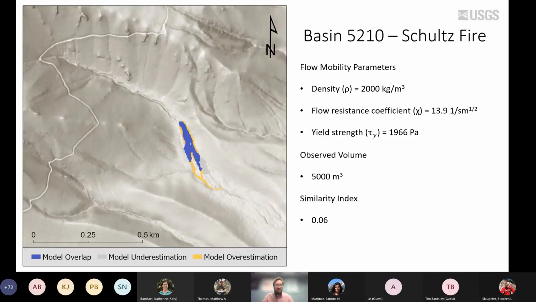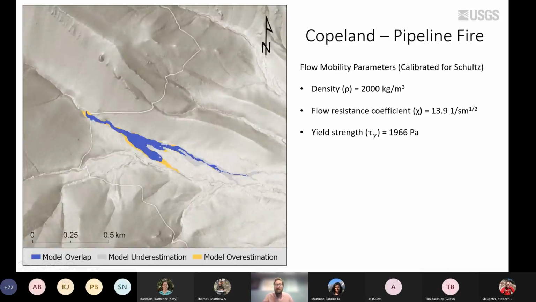So we can see here that blue is area where the model overlaps. I apologize for the similarity in the hillshade and the underestimation, but we can see this gray lobe here that represents model underestimation, and then gold is model overestimation. So applying these parameters calibrated for the Schultz fire to the pipeline fire debris flow, using only an updated observed volume, in this case 19,000 cubic meters, we see that the model does fairly well. Quantitatively, it produces a similarity index of 0.1, which is actually even better than what we observed at the Schultz fire deposit. But qualitatively as well, we see that it tends to reproduce what we observed in the field. So we see these two distinct snouts, and we see that it wants to deposit material on this snout to the left, and then route material down to this more distal lobe that we see to the north.